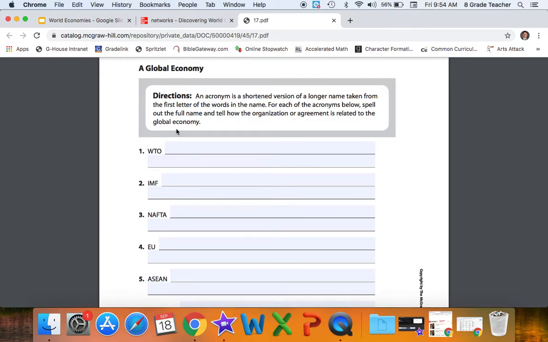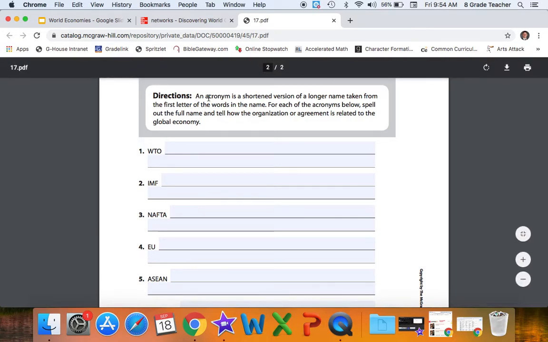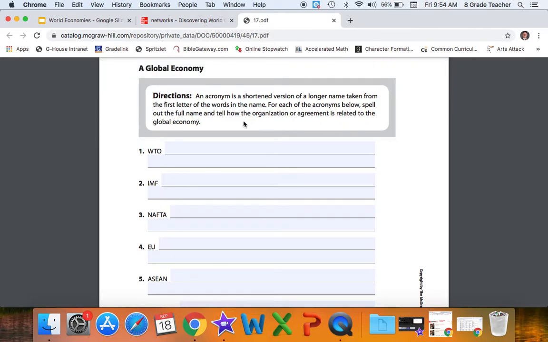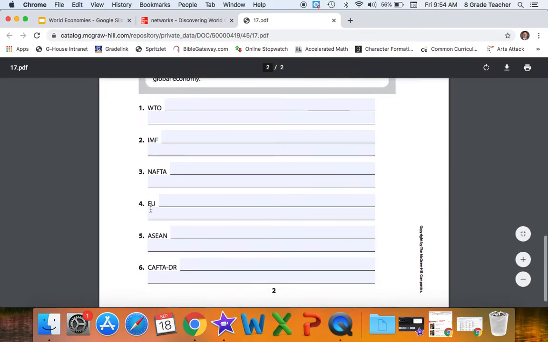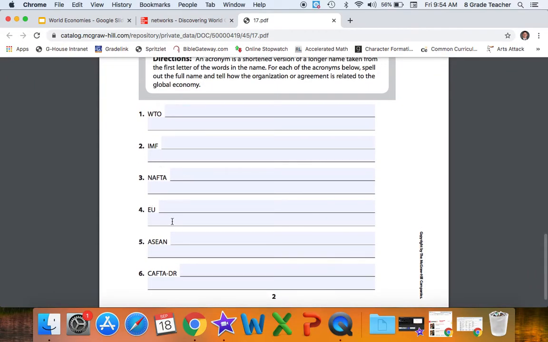In this section, the directions ask you to use an acronym. An acronym is a shortened version of a longer name taken from the first letter of the word in the name. For each of these acronyms below, spell out the full name and tell how the organization or agreement is related to the global economy. There are different acronyms that are used to talk about and identify the different types of activity that's happening in different parts of the world.